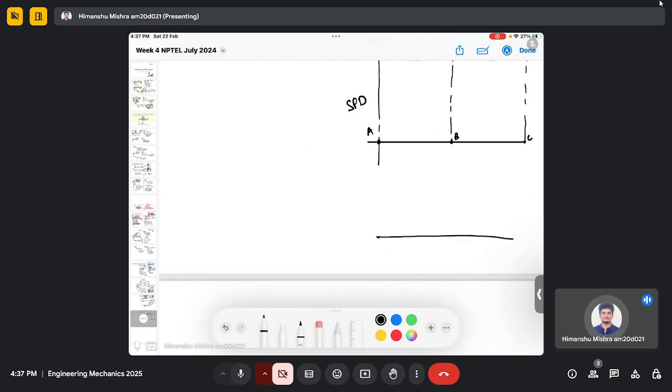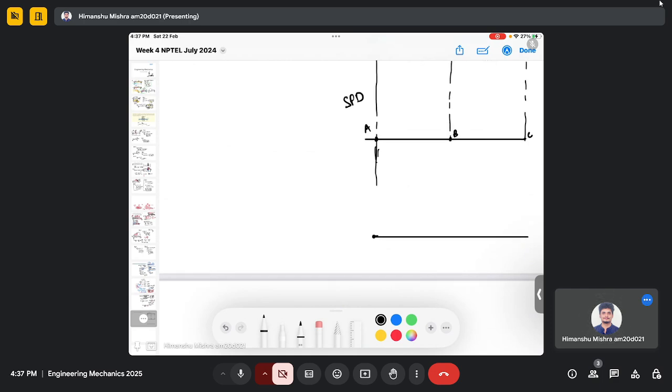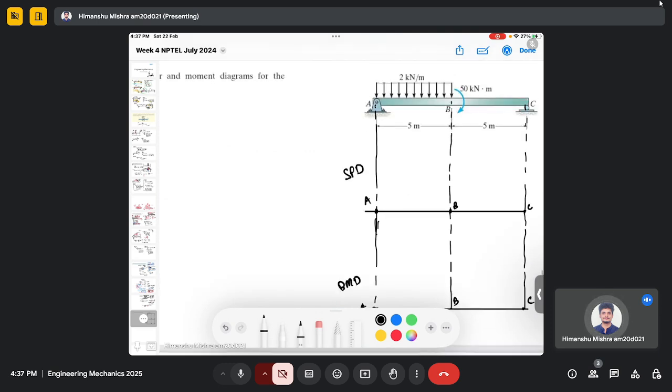and here I will make the bending moment diagram. This is A, this is B, and this is C. So in order to make the shear force and bending moment diagram, we will use a similar analysis. We just need to find the shear force and bending moment at multiple points. So we have to choose multiple points and cut the beam at those points. So there will be multiple analyses.